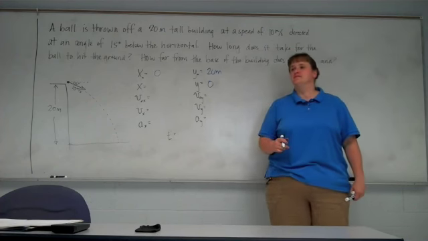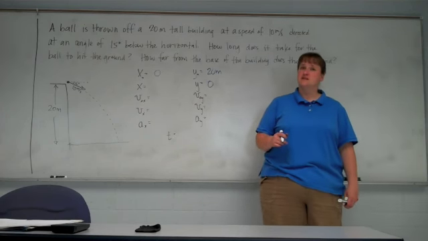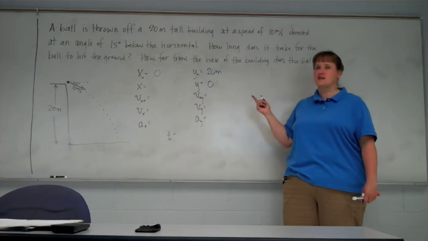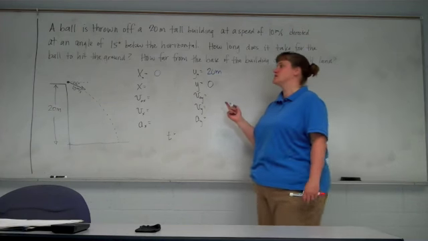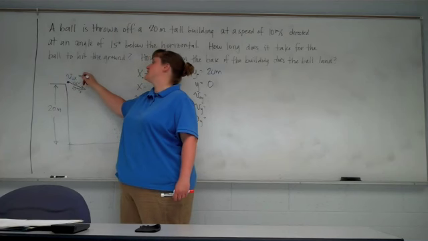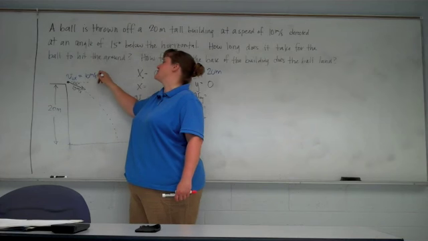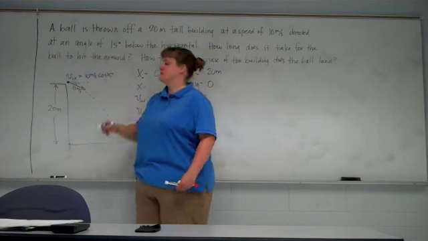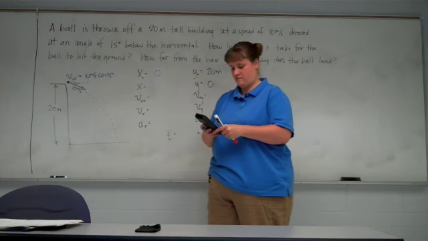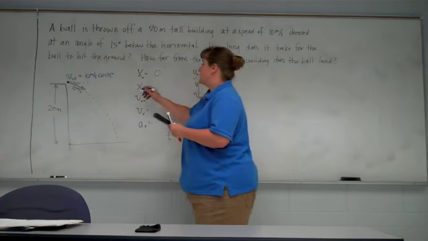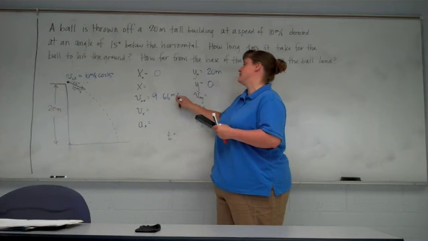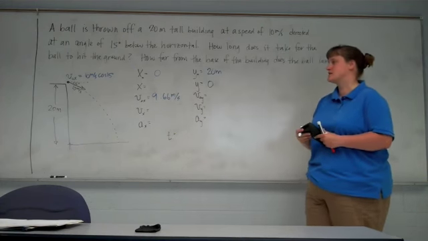Initial velocity. It's 10 meters per second, but it's at an angle of 15 degrees. So it's not 10 meters per second in x or y. We need to find out the components. The x component is adjacent to the 15 degrees, so it'll be 10 meters per second times the cosine of 15 degrees. That is 9.66 meters per second. So the x component is 9.66 meters per second.